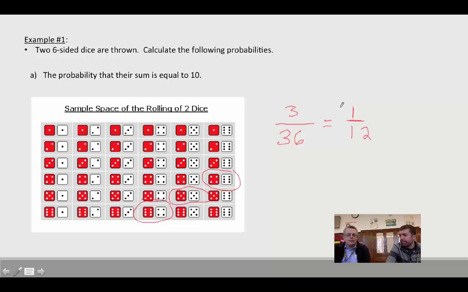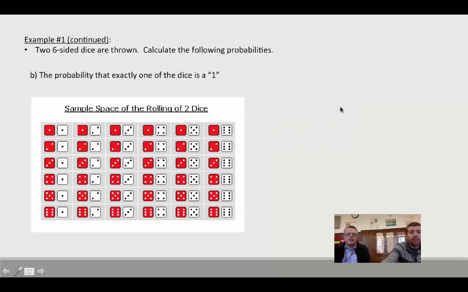All right. Next. Probability of rolling exactly one of the dice being a 1. Let's find all of those. Now this is an event. An event is a collection of outcomes. If any of these die rolls he's circling occurs, we'd say that the event that we got exactly one 1 occurred.